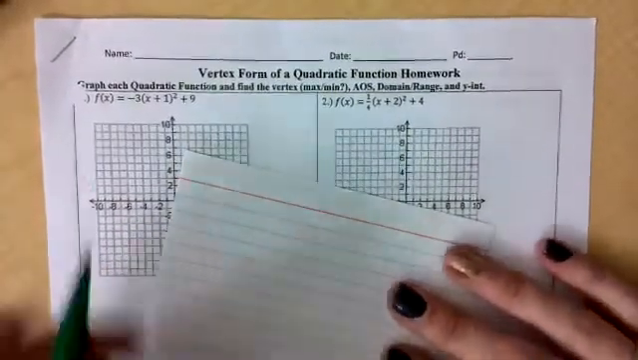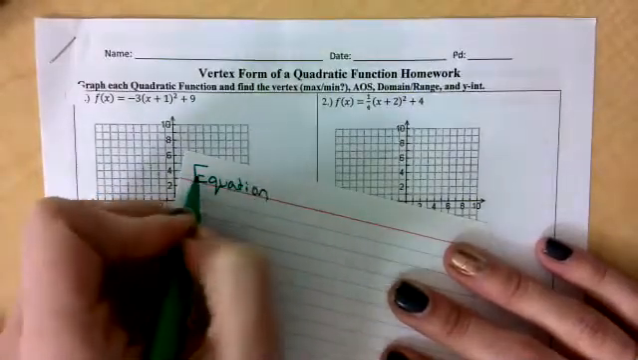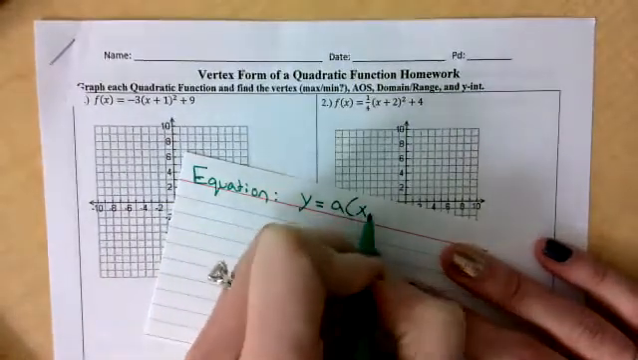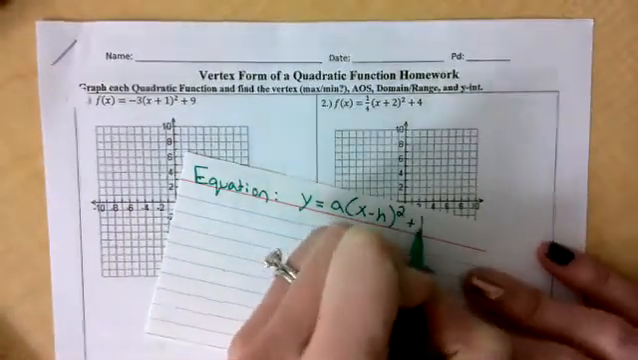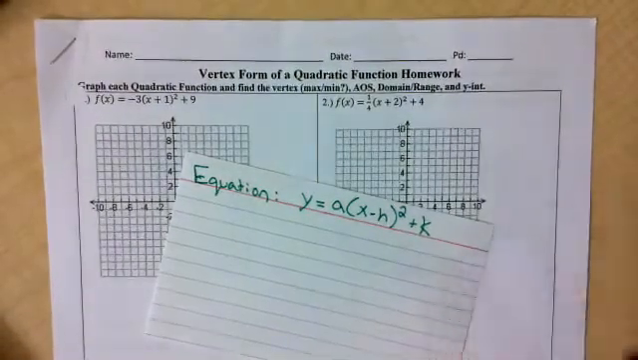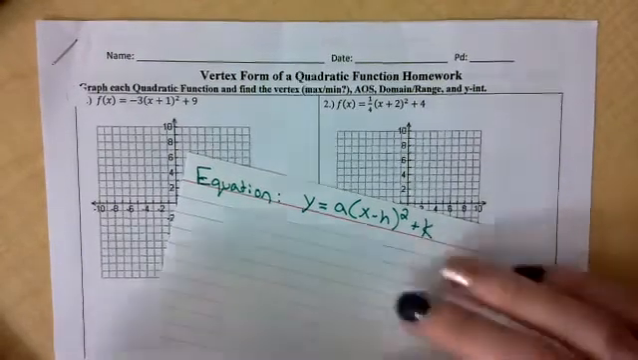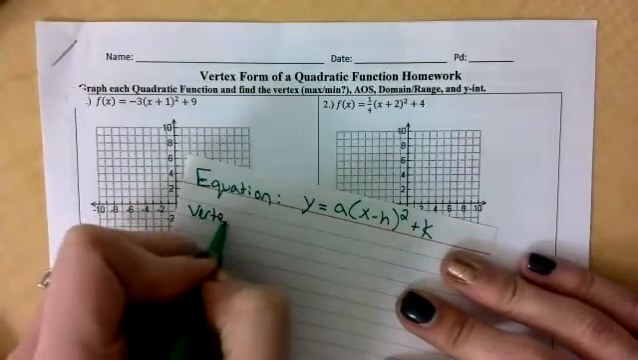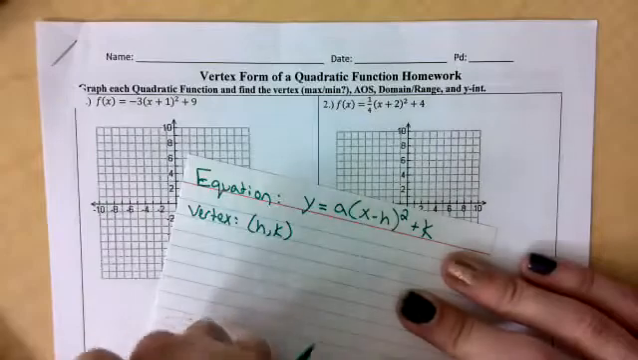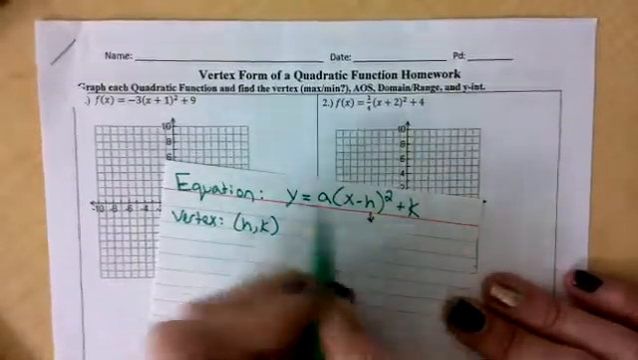So first of all, vertex form, the equation is y equals a(x minus h) squared plus k. And this is vertex form because you can pull out the vertex of your quadratic right from the form, because your vertex is (h, k). When we pull out the h, we actually just want the h piece.